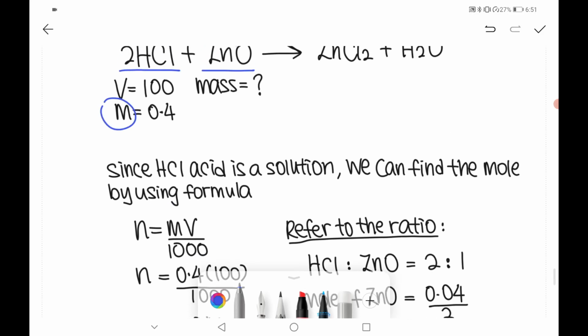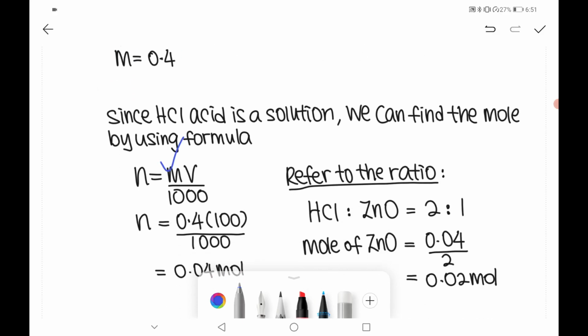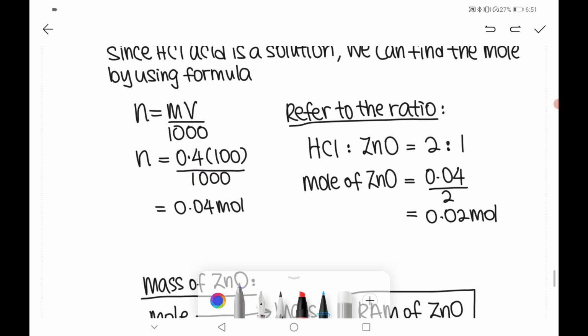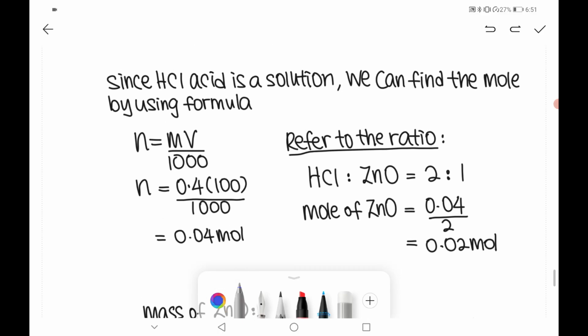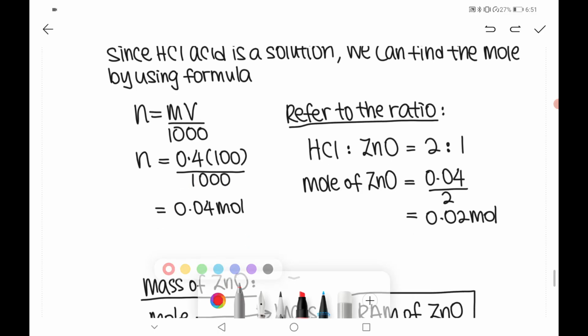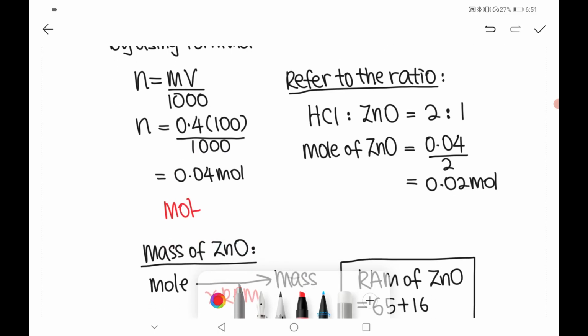So put the M and V into the formula, then you calculate, and this is the final answer, 0.04. This 0.04 is the mole of the acid. This refers to the mole of your hydrochloric acid.